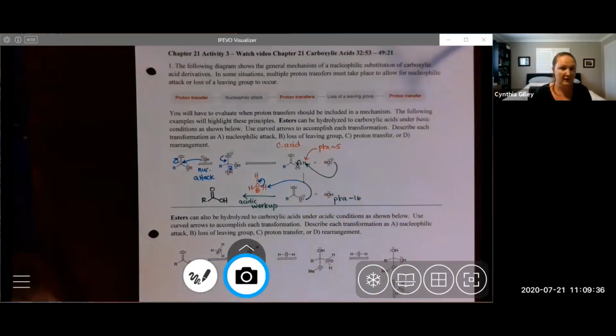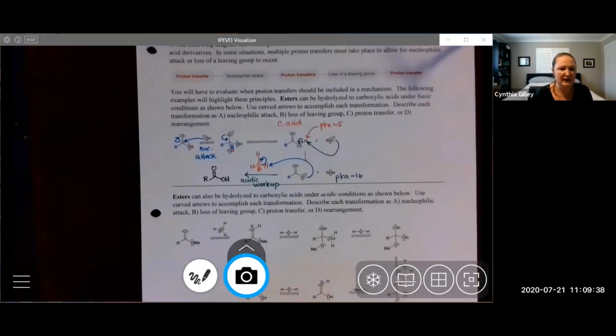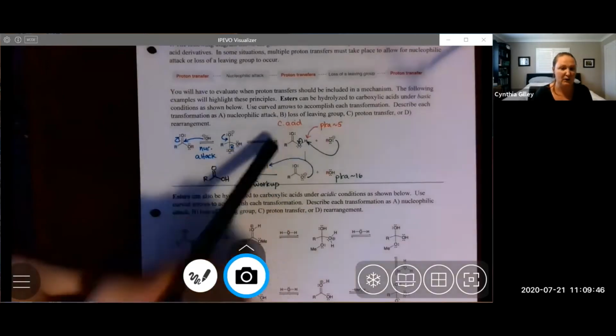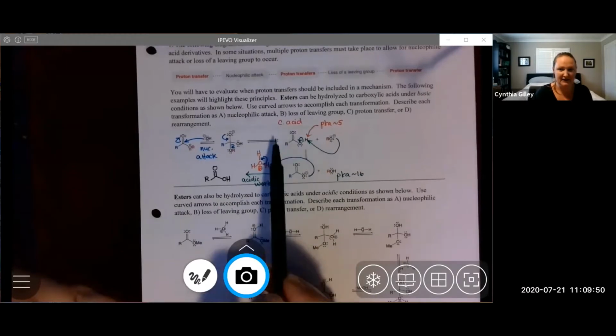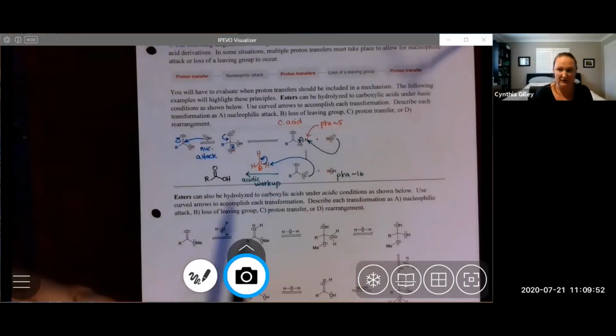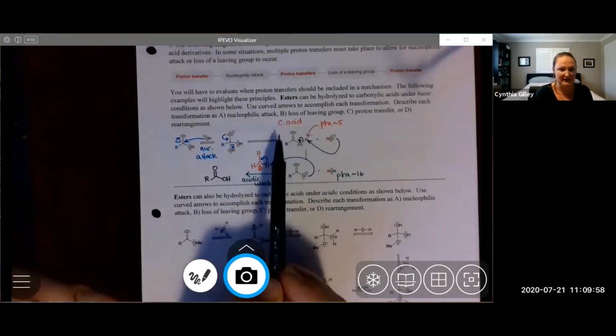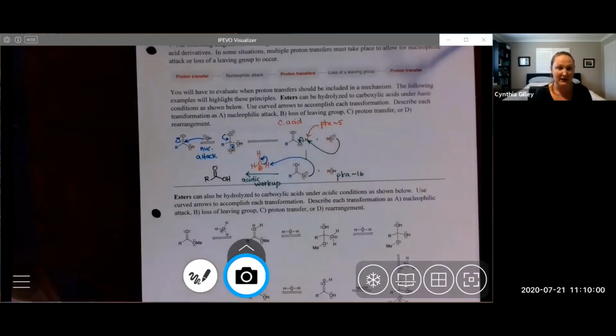So just be careful with this mechanism, because a lot of people will stop here. Notice how after this second step, we have the carboxylic acid. So it seems like we're done, right? Because the product is a carboxylic acid, and we generated the carboxylic acid in the second step. So it's like, I'm done. But it's not really true.